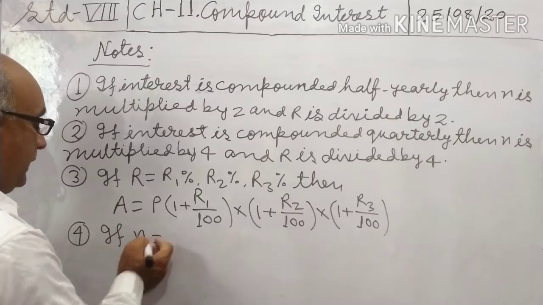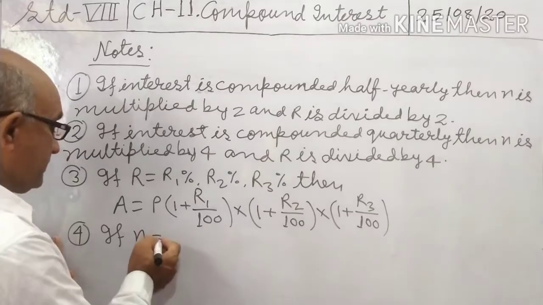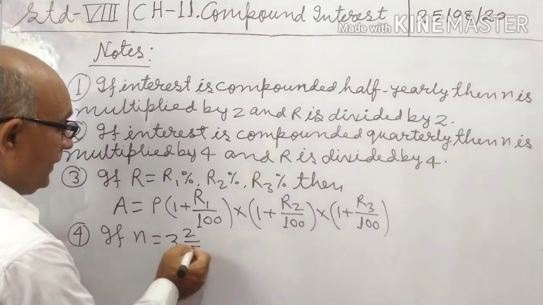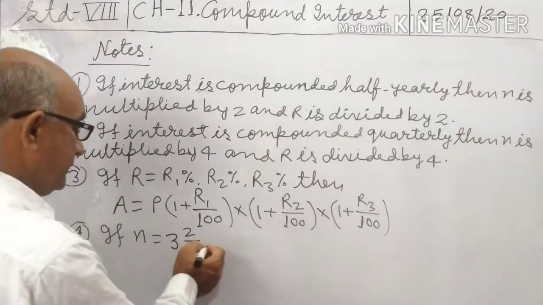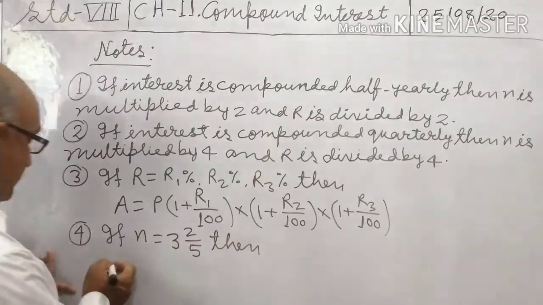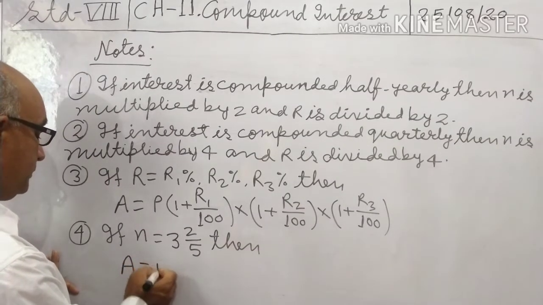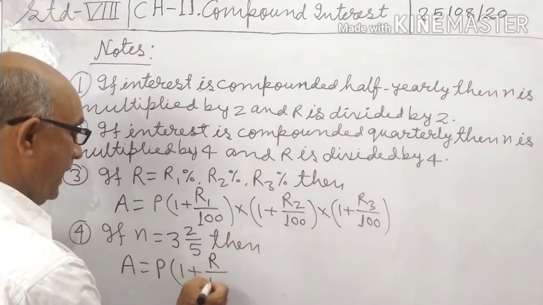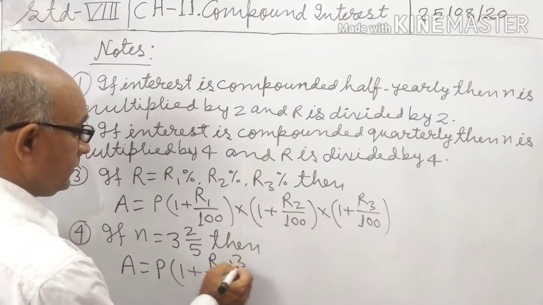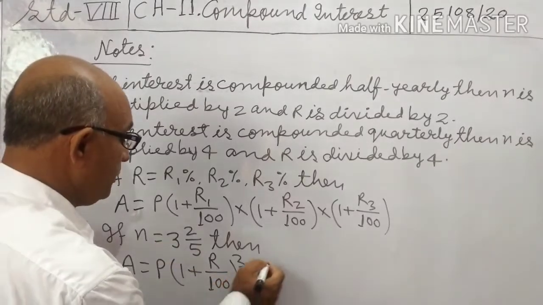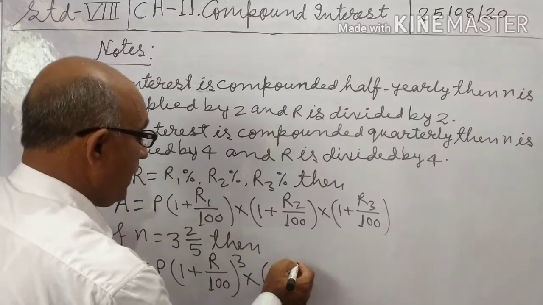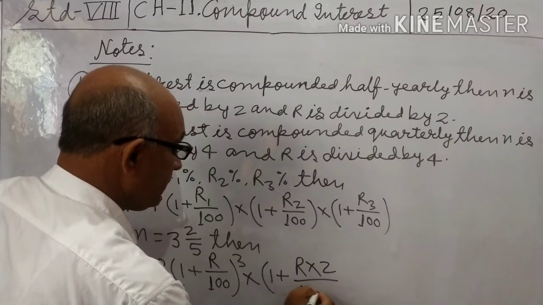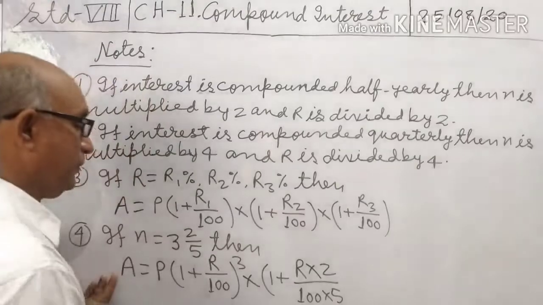Note 4, if n is in the form of a mixed fraction, such that n equal to 3 whole 2 by 5, then A equal to P into 1 plus R by 100 to the power 3, the whole number, into 1 plus R into 2 by 100 into 5.